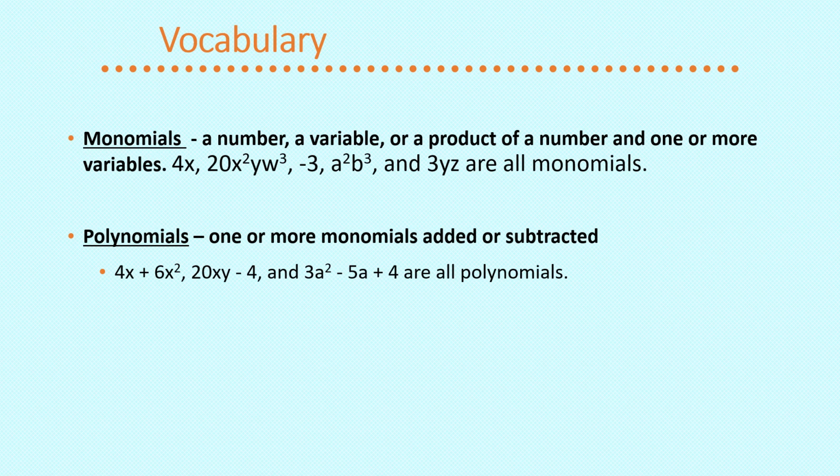Now, let's define first what is a monomial. A monomial is a number, a variable, or a product of a number and one or more variables. So we have 4x, 20x squared y, w cubed, negative 3, a squared b cubed, and 3yz, which are all monomials. Polynomials are one or more monomials added or subtracted, like 4x plus 6x squared, 20xy minus 4, and 3a squared minus 5a plus 4. These are all polynomials.